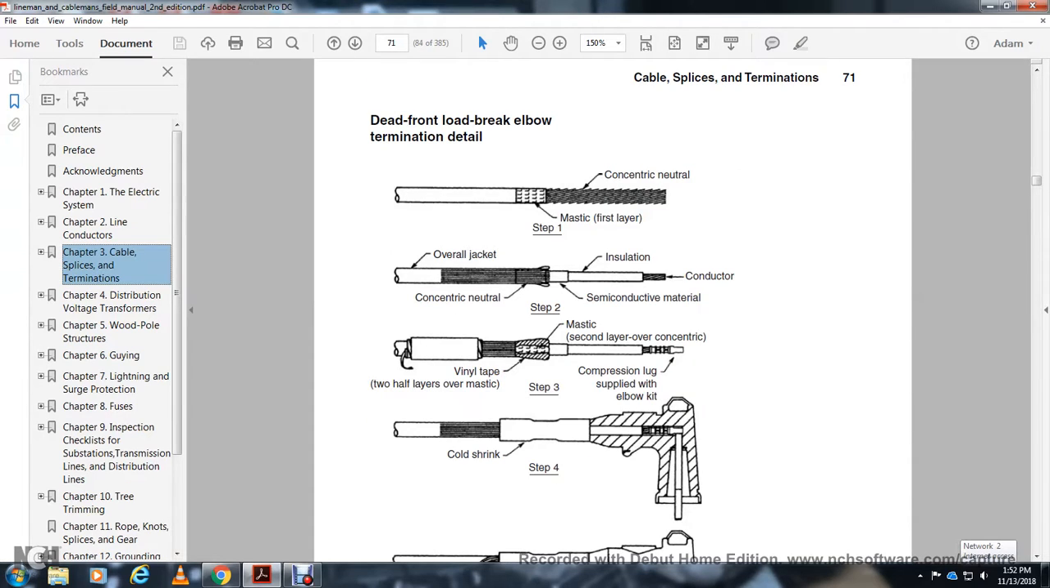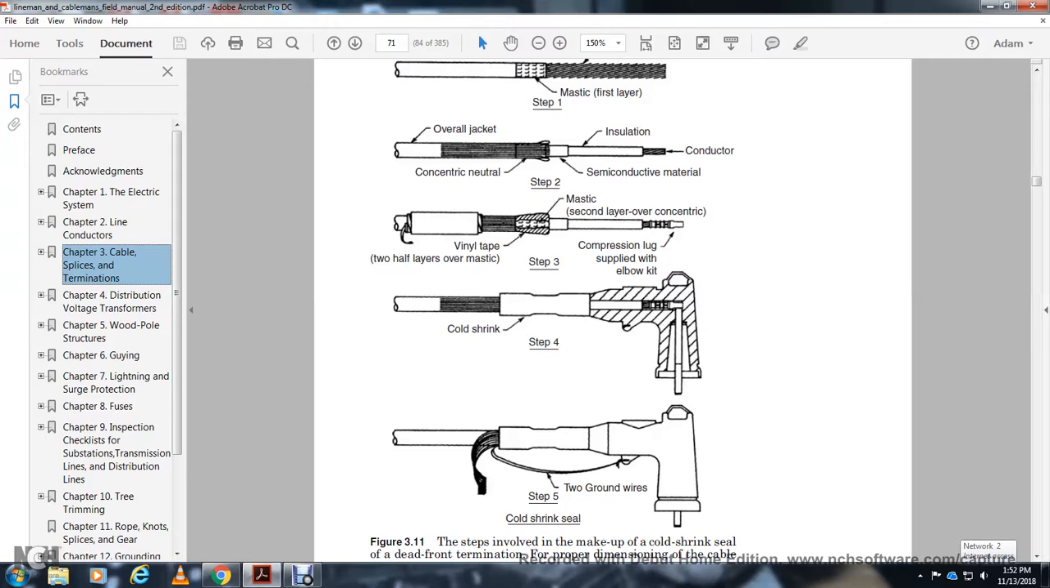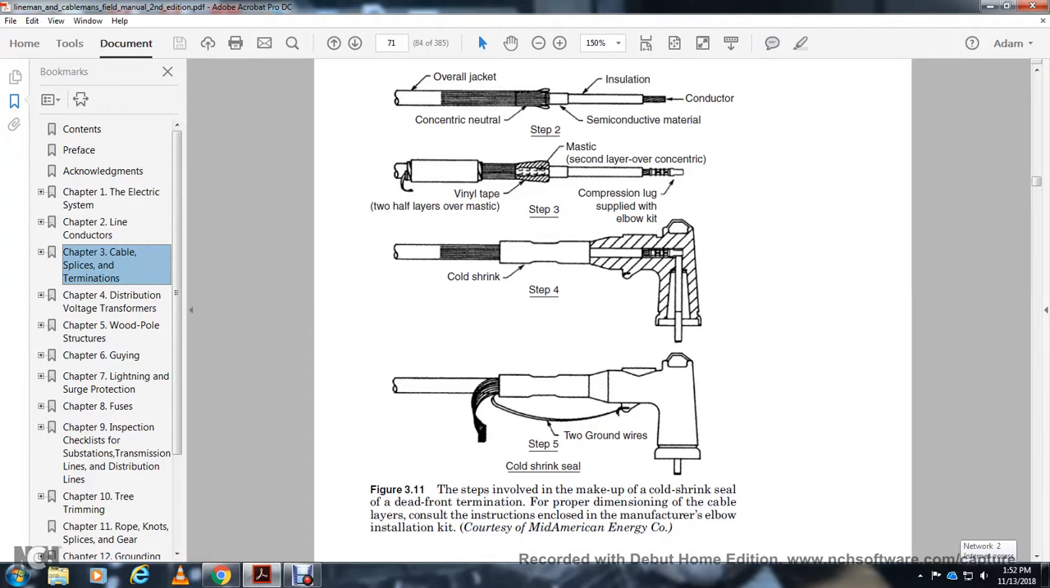Dead front load break elbow termination. Concentric neutral, mastic first layer, step 1. Step 2, overall jacket over the concentric neutral, insulation, and semiconductor material over the conductor. Step 3, vinyl tape, two half layers over the mastic, second layer over the concentric neutral, compression lug supplied with the elbow, cold shrink. Step 4, and also step 5 of the two ground wires, cold shrink. These steps are involved in the makeup of the cold shrink seal with the dead front termination, each with the proper dimension of the cable and layers installed with the instructions included with the manufacturer's elbow insulation kit.